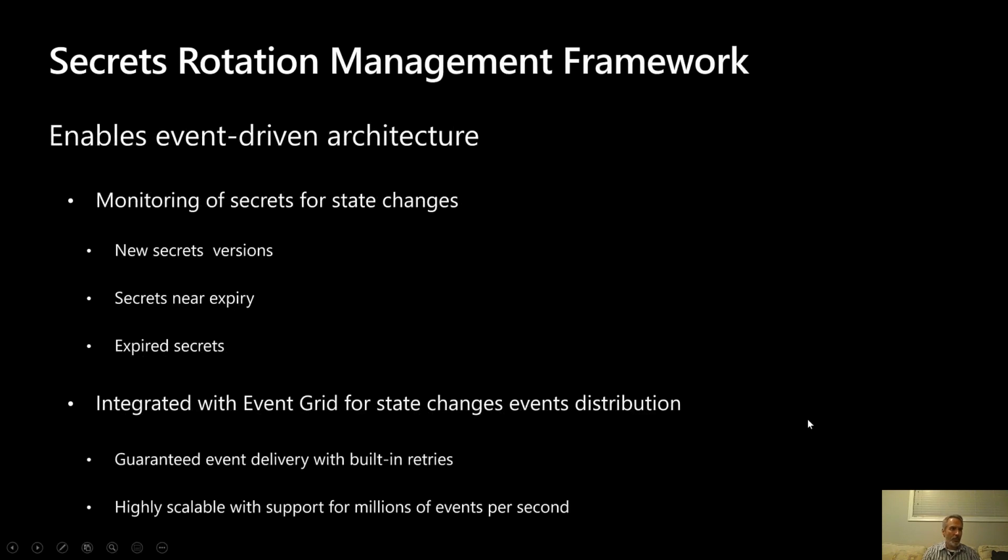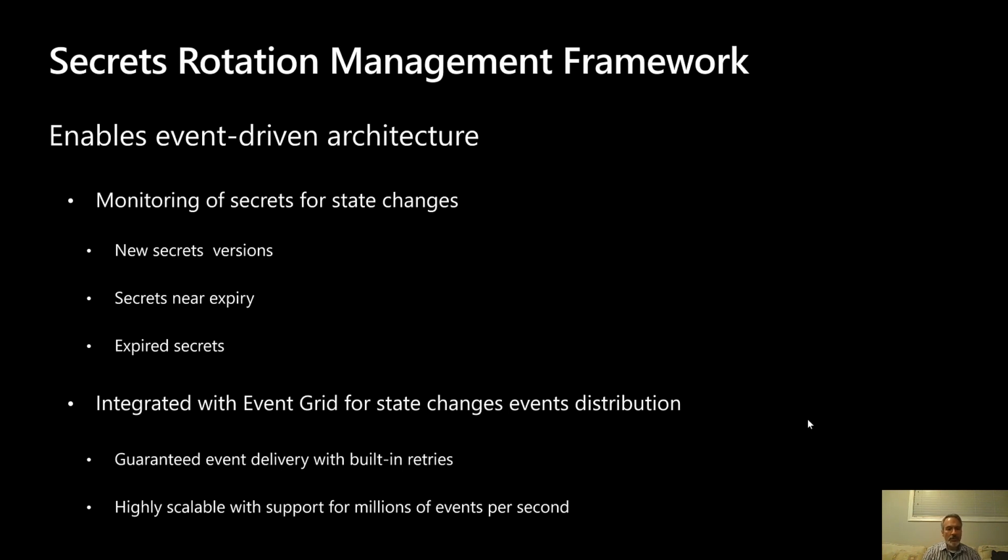So we have put together within Key Vault the beginnings of a secrets rotation framework. And effectively, it is an event-driven architecture. And we monitor the secret for basically 3 types of changes: new secret versions, an expired secret, or secrets near expiry. And across all of those 3 specific events, we are sending those specific notifications through our notification system through Event Grid, which I will get to in a moment.